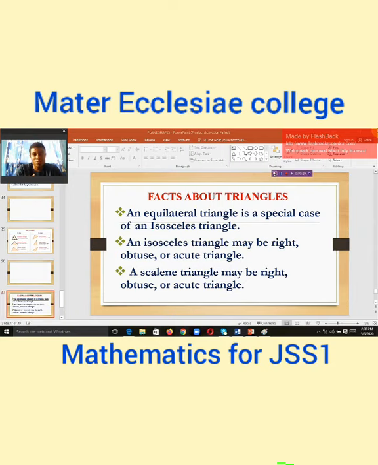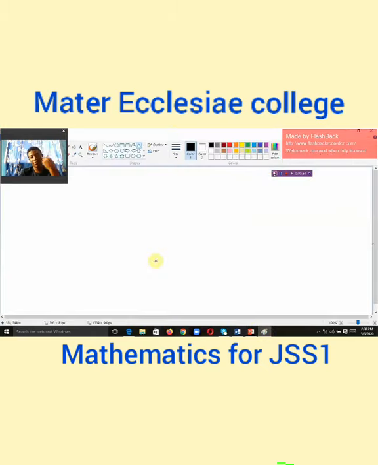An equilateral triangle. So let's start with the first fact. An equilateral triangle is a special case of an isosceles triangle. So what it means is that all equilateral triangles are isosceles triangles, but not all isosceles triangles are equilateral triangles. Let me illustrate this on the board.